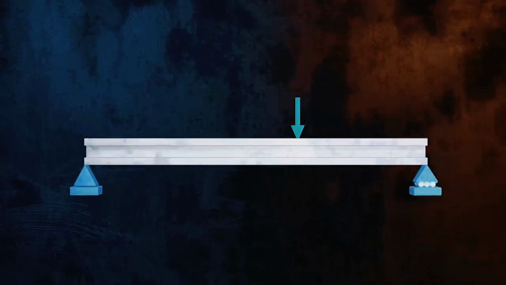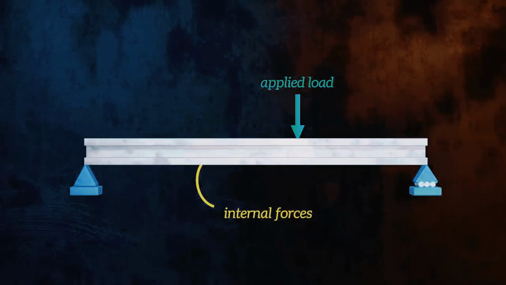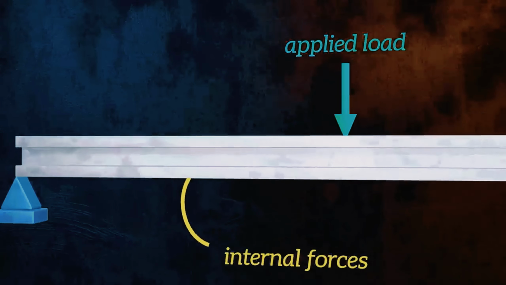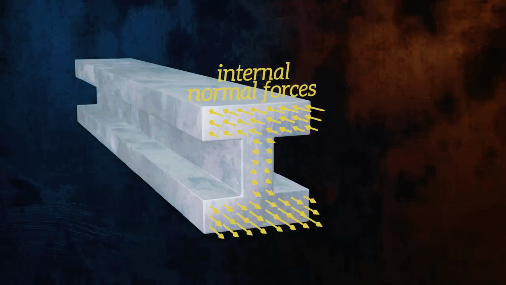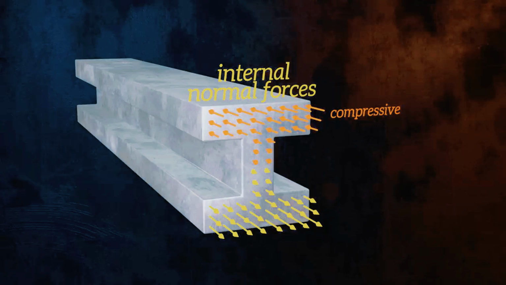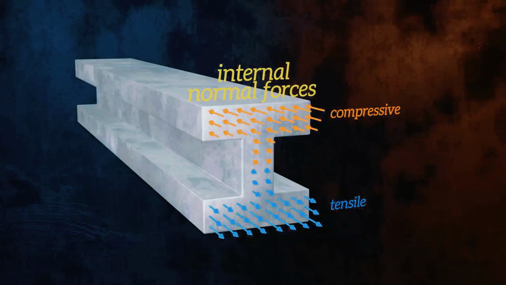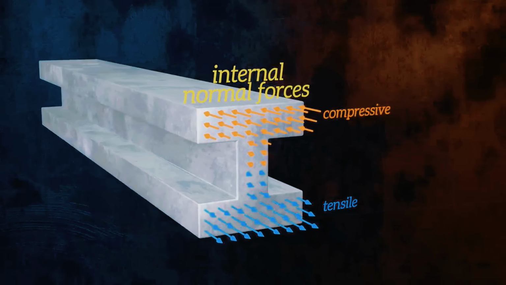I want to start by explaining what shear forces and bending moments actually are. When a beam is loaded, internal forces develop within it to maintain equilibrium. These internal forces have two components. We have shear forces, oriented in the vertical direction, and we also have normal forces, which are oriented along the axis of the beam. If the beam is sagging, the top of the beam will get shorter, and so the normal forces in the top of the beam will be compressive. The bottom of the beam will get longer, and so the normal forces in the bottom of the beam will be tensile.